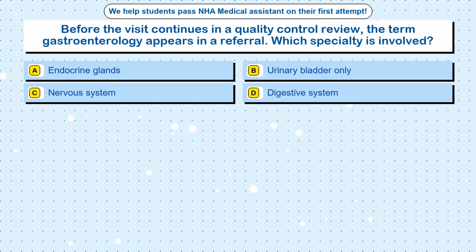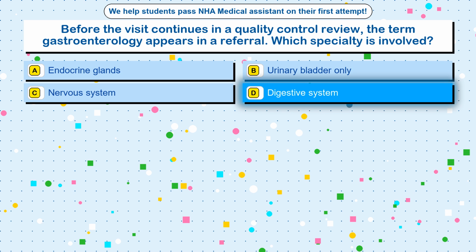Question 65. Before the visit continues in a quality control review, the term gastroenterology appears in a referral. Which specialty is involved? Option A. Endocrine glands. Option B. Urinary bladder only. Option C. Nervous system. Option D. Digestive system. The correct answer is option D.